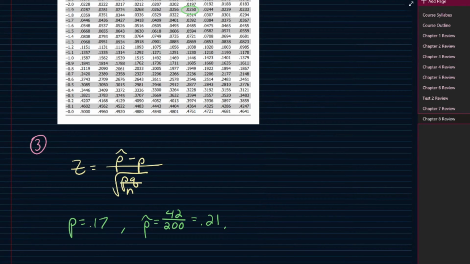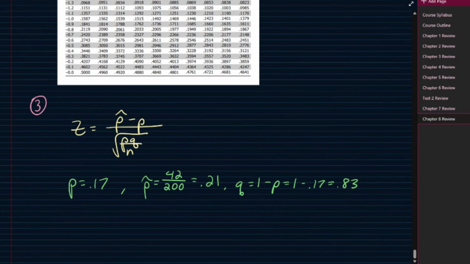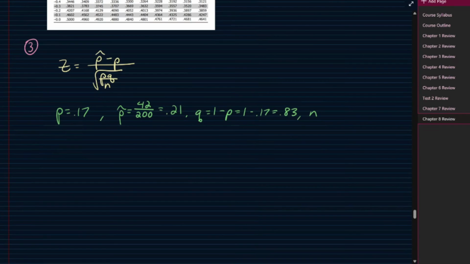We also need q. Remember, q is just 1 minus p, which is 1 minus 0.17, aka 0.83. And n is, oh yeah, 200.